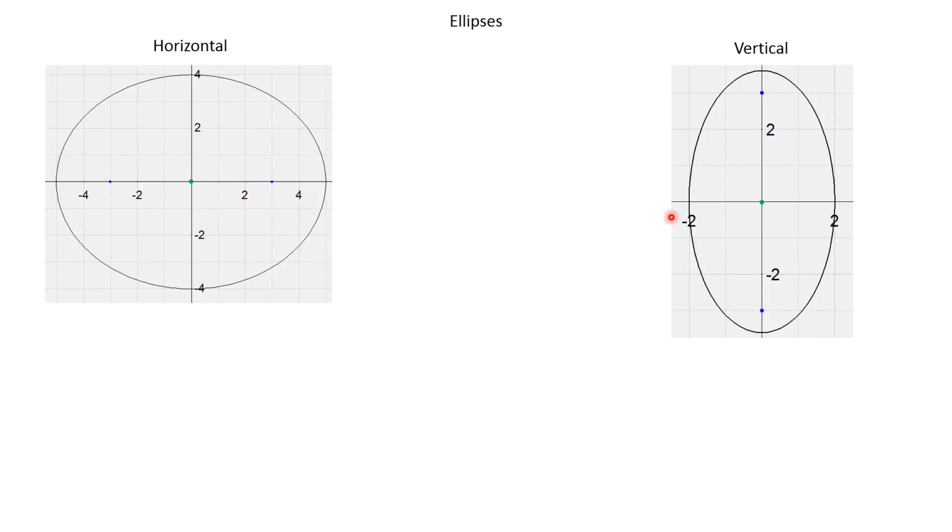We have a center point in each of them. And for these, I put the center at 0, 0. It's not always going to be at 0, 0, but for what we're doing right now, we can have it at 0, 0. So these little green dots are the center, and as I mentioned, the blue dots that were already there are the foci.